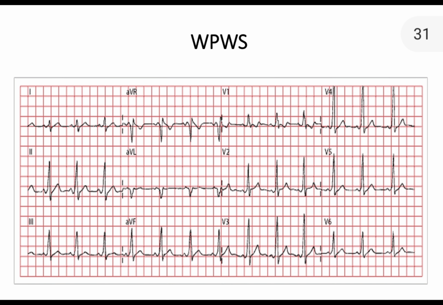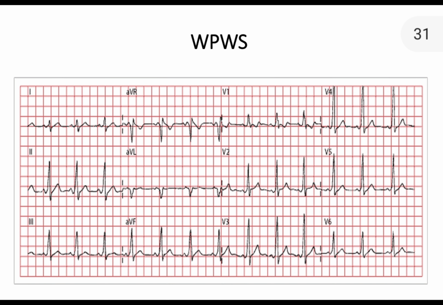Wolff-Parkinson-White, WPW syndrome is a condition characterized by an extra electrical pathway between the atria and ventricles of the heart. This accessory pathway can lead to a type of arrhythmia called supraventricular tachycardia, SVT. The hallmark of WPW on an electrocardiogram, ECG, involves specific changes. Here's a breakdown of the key ECG findings in WPW.